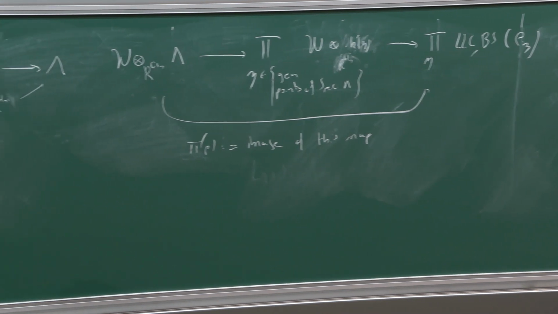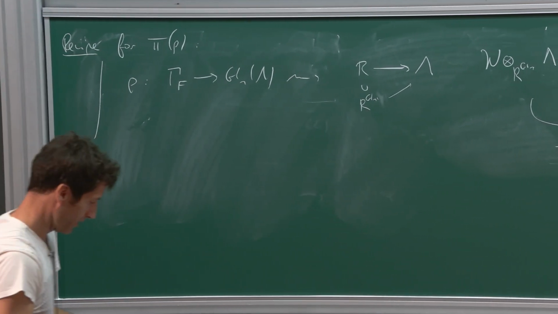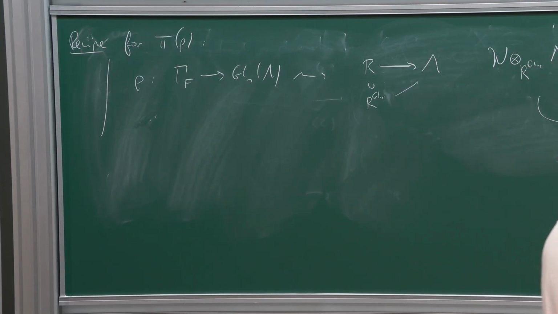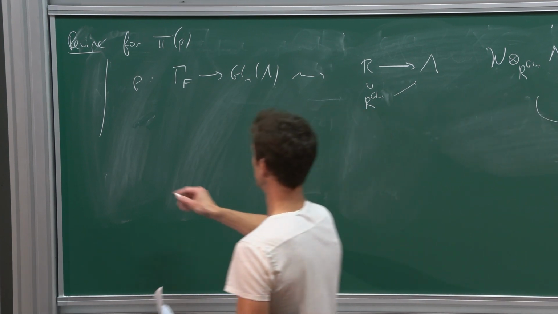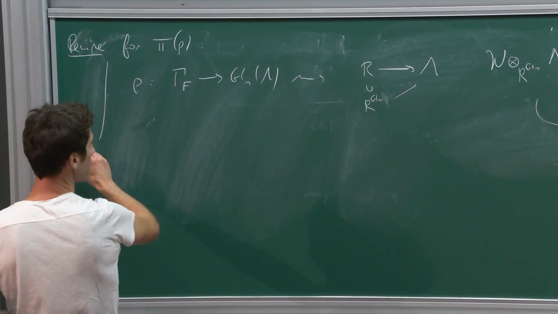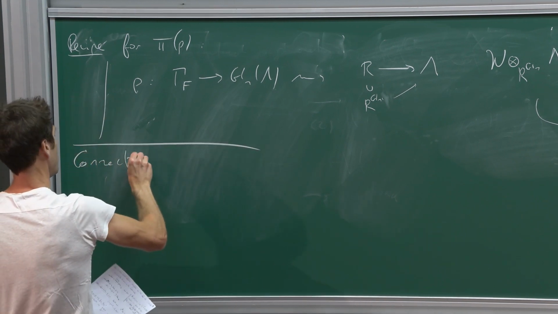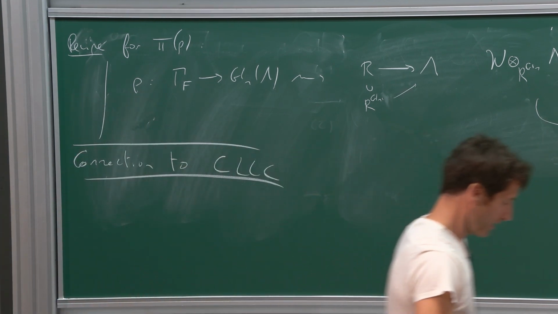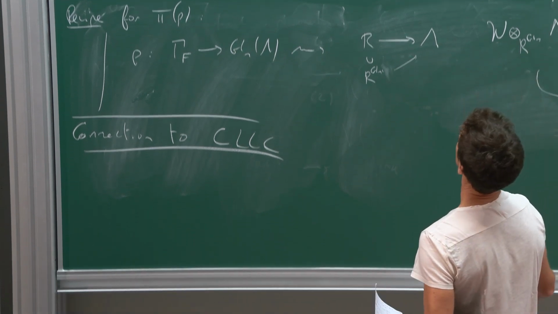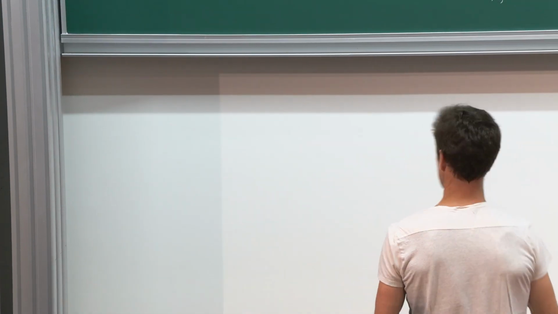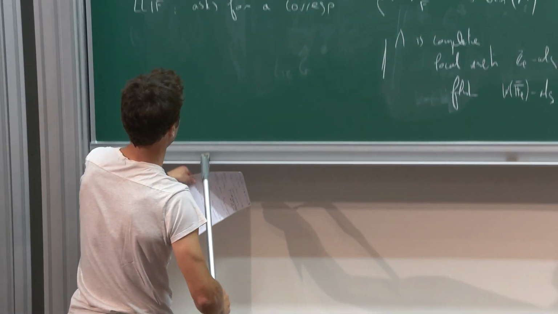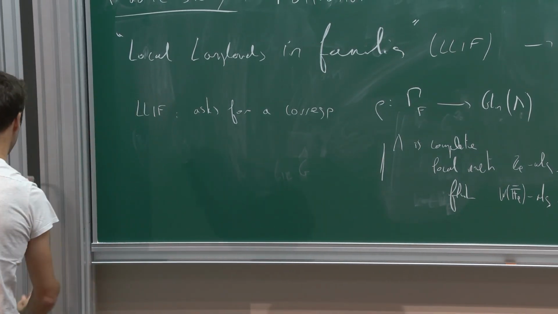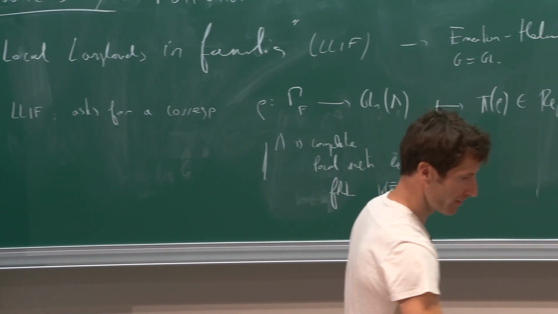Okay, so what do we want to say next? Maybe something like the connection to, what is the connection to categorified, what is the connection to CLLC? That's the categorified version of the local Langlands correspondence. So, yes, maybe I should change. So the connection.